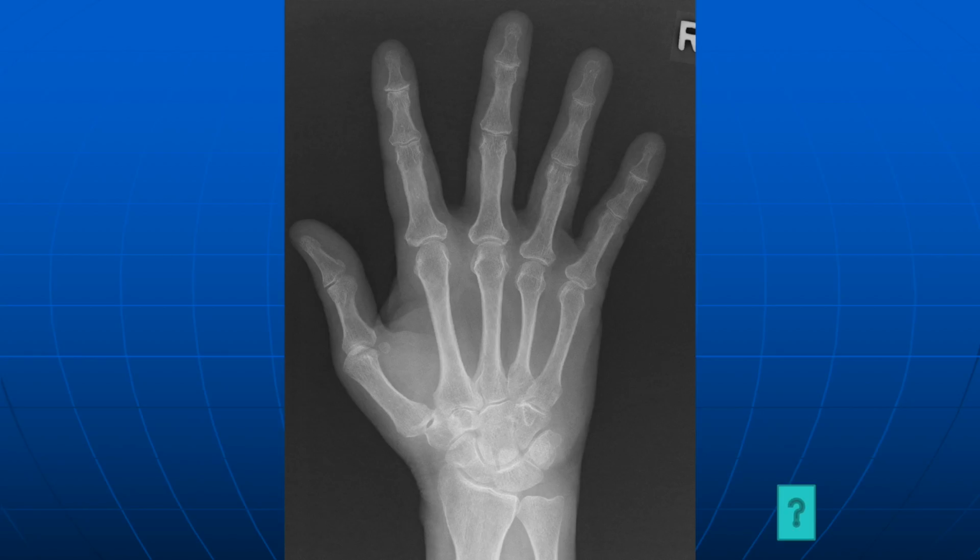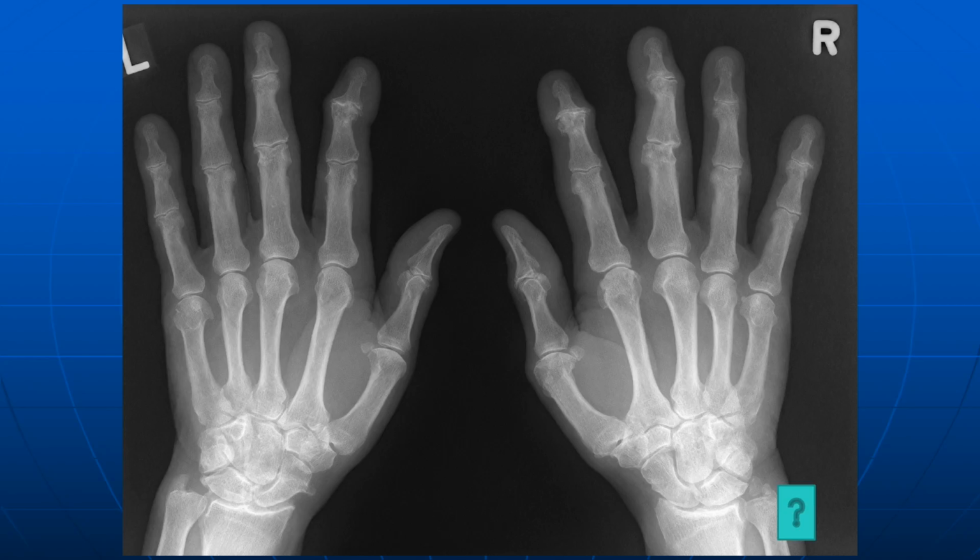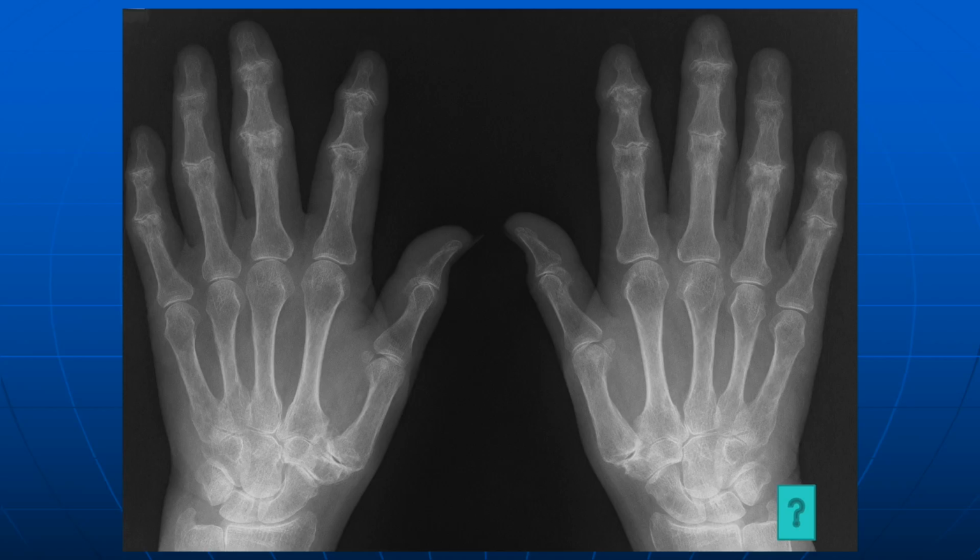Any takers for this? Narrowing of the DIP joints. Yeah, DIPJs, yeah. And probably some small osteophytes. So again, this is osteoarthritis. Same again. Okay, this is getting boring now.